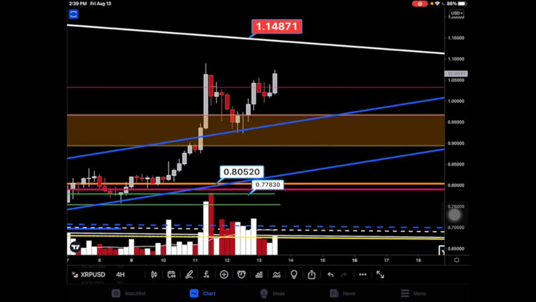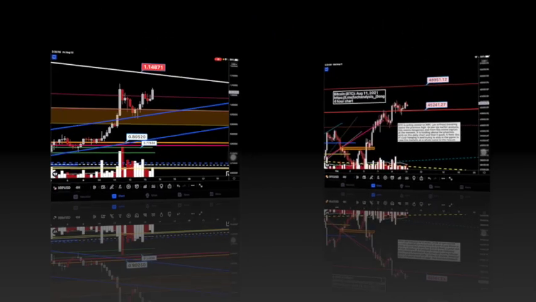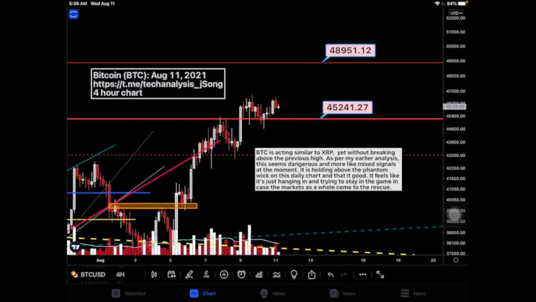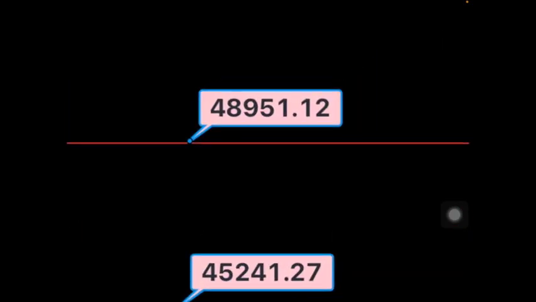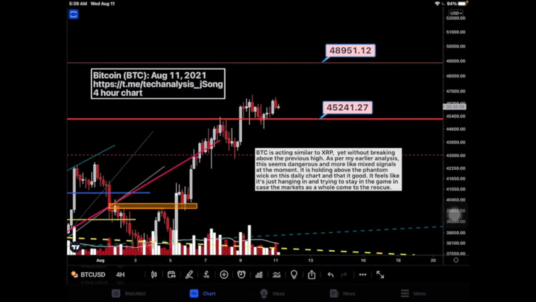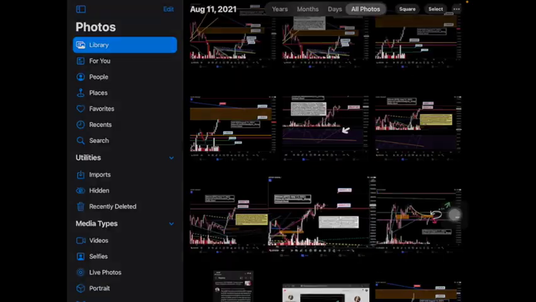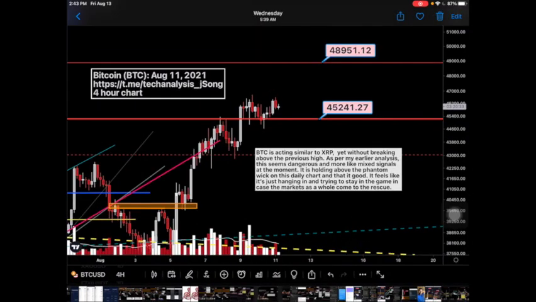Let's go on to Bitcoin. Okay, team, on Bitcoin, August 11th, this was a 4-hour chart that we had. I had posted these targets of 48,951, and at that time we were around the range of 45,000.